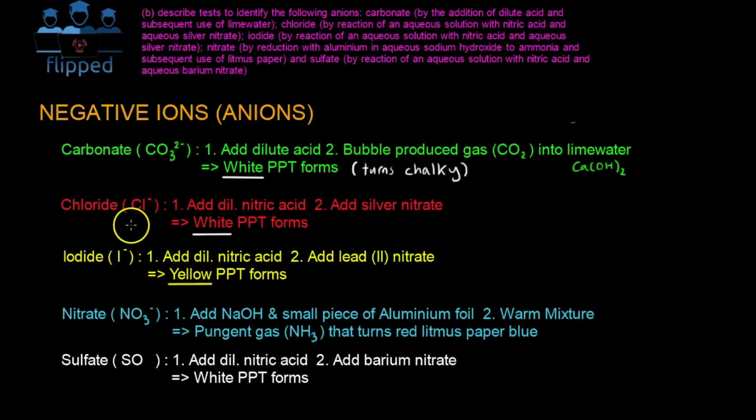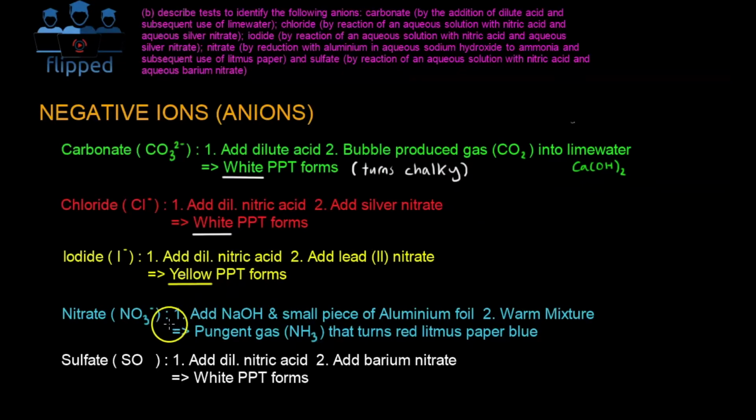dilute nitric acid to the test tube, and then we add silver nitrate. What we observe is also a white precipitate starts to form. Next, we have iodide. It's also to add dilute nitric acid first, and then we add lead(II) nitrate. What we observe is a yellow precipitate will form.